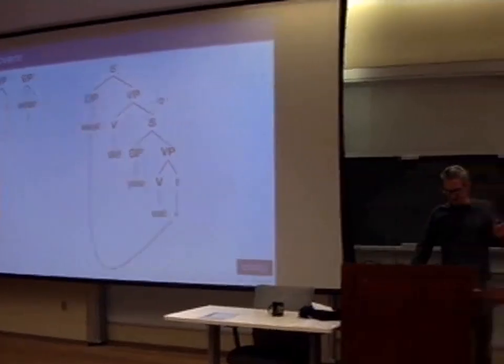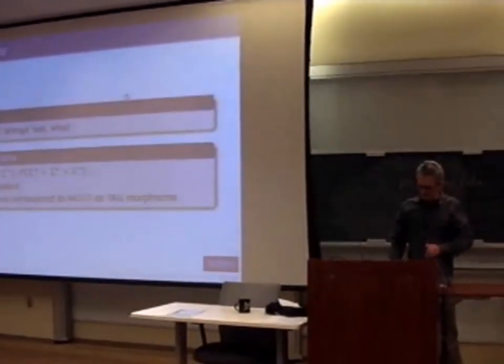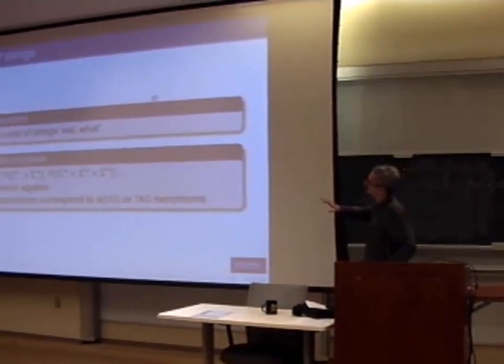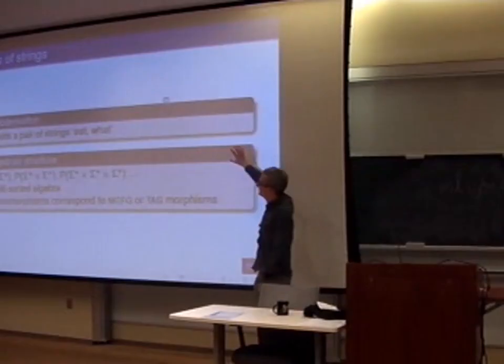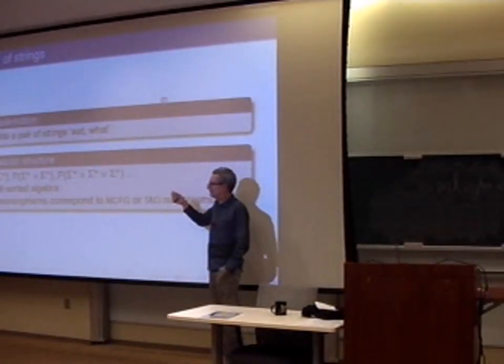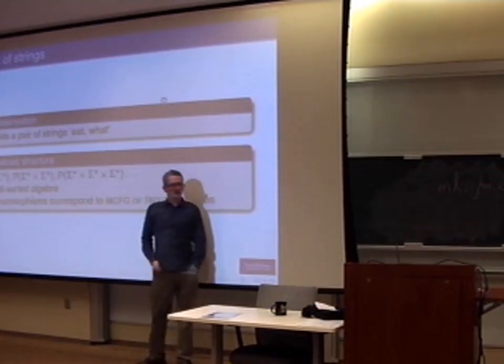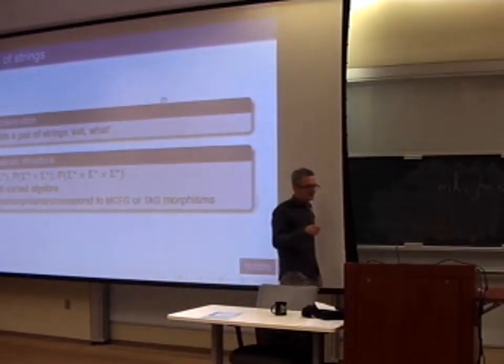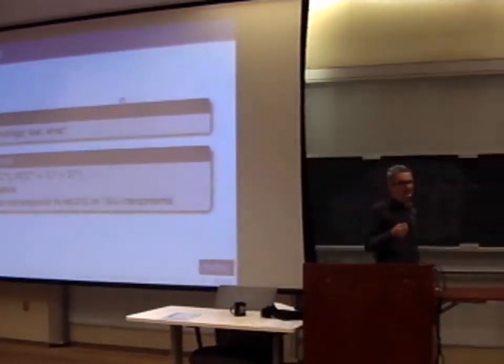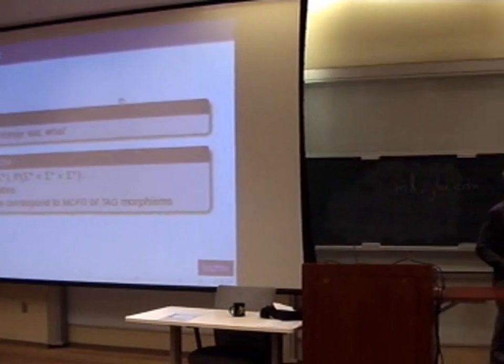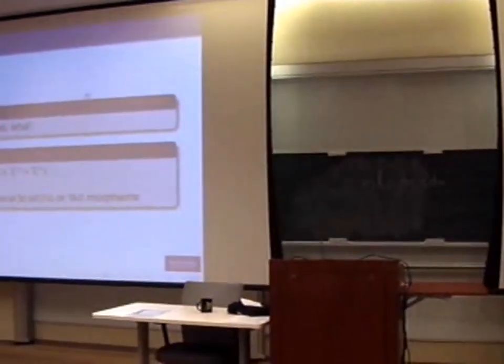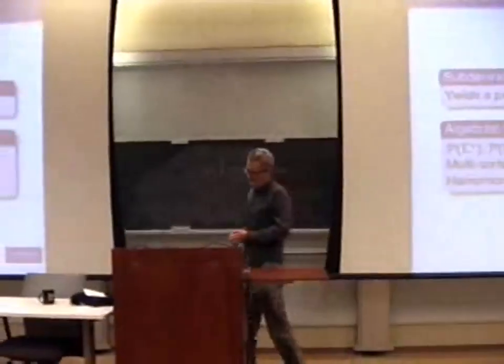We can do exactly the same thing here, with, take the same thing, where rather than having just a power set of individual strings, we have a power set of tuples of strings. This gives us a multi-sorted algebra, and then the homomorphisms would correspond to morphisms of multiple context-free grammars, or equivalently of TAGs, tree-adjoining grammars.